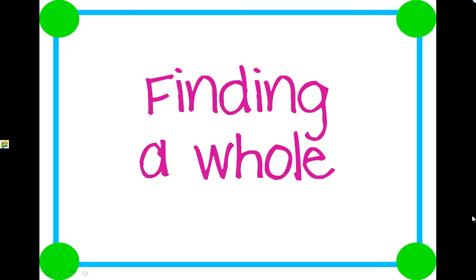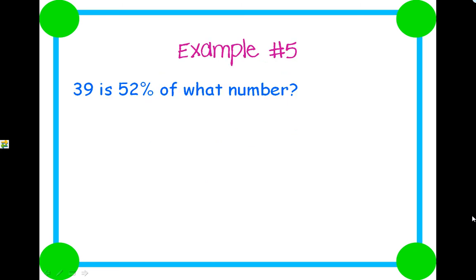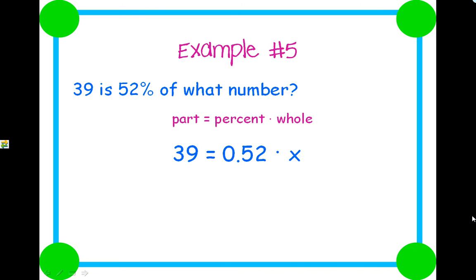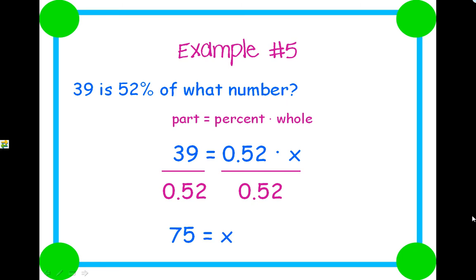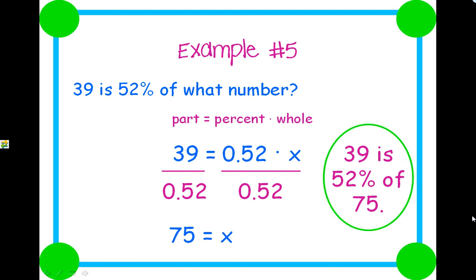Okay, finding a whole. 39 is 52% of what number? Okay, writing our equation. Our is, our part, is 39. Change our percent to a decimal times we don't know our whole. To get x by itself, we have to divide by 0.52 on both sides. When we do that, we get x is equal to 75. So, what this means is that 39 is 52% of 75.